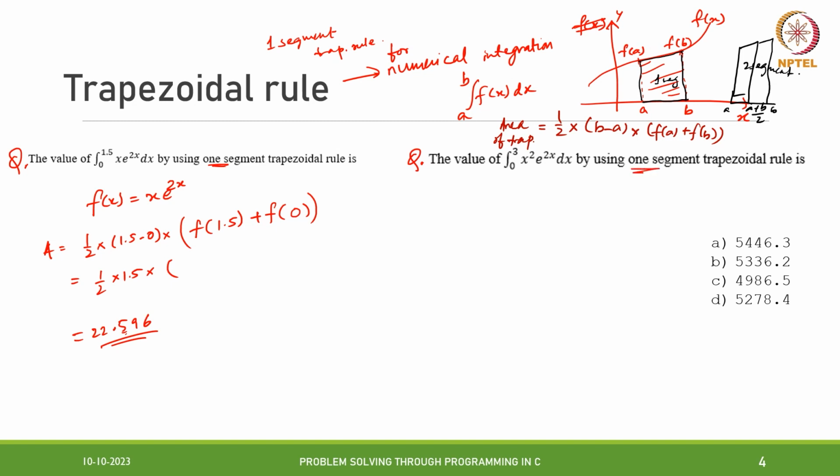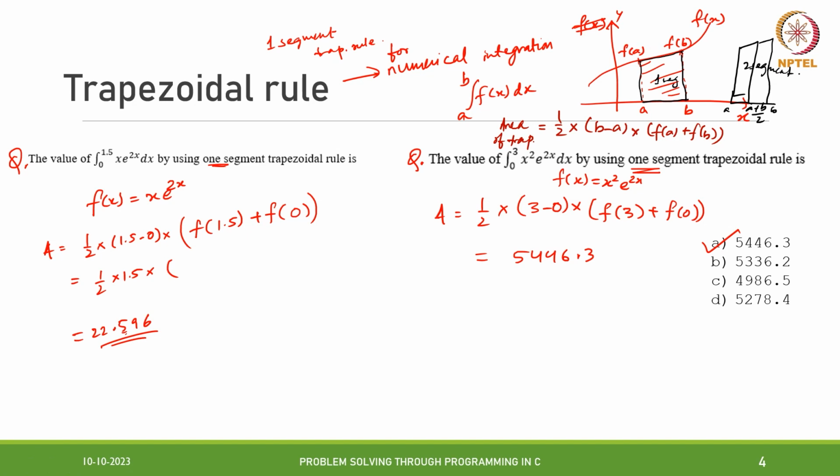So here also we just want to use the one segment trapezoidal rule. So it's basically half into, here a and b are 3 and 0, so 3 minus 0, into the function, which here is x square into e to the power 2x. So it will be f of 3 plus f of 0, right? So this will come out to be 5446.3. So here the answer is option A. But for the previous question, the answer is 22.596. So I hope you have understood how to use the one segment trapezoidal rule.